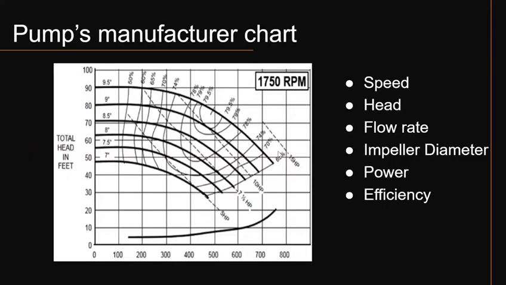This is a pump manufacturer chart sample for a given rotor speed, which encompasses the main parameters considered when designing pumps, such as the head, the flow rate, the impeller diameters, the power of the rotor, and the efficiency of the pump.